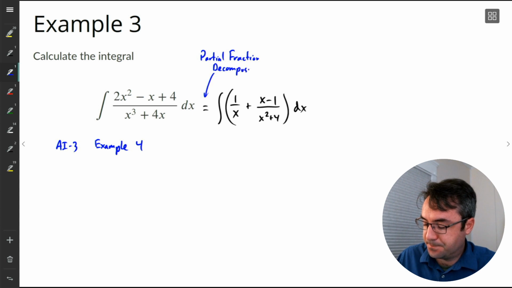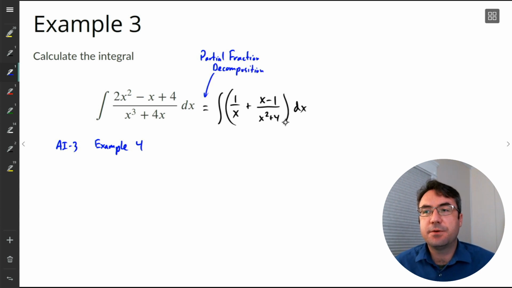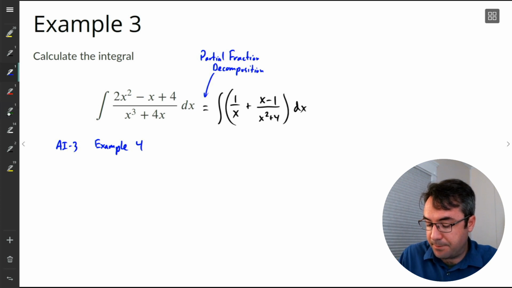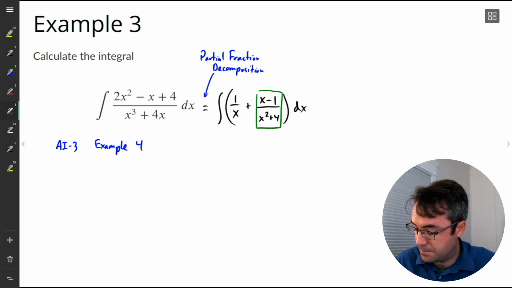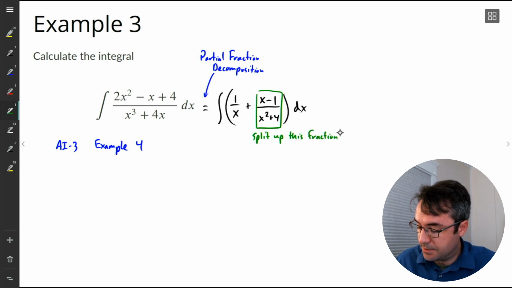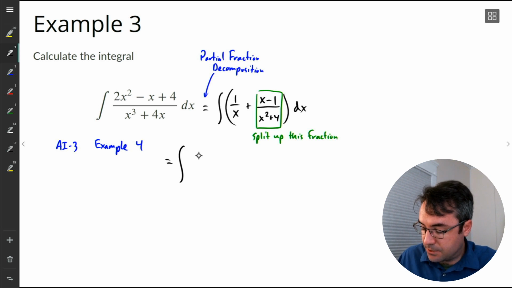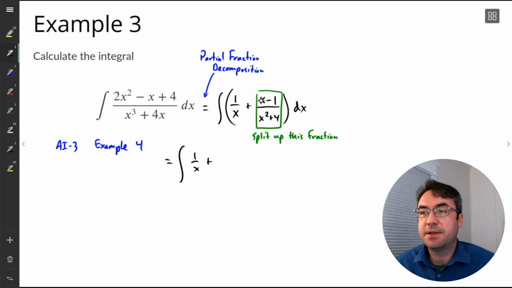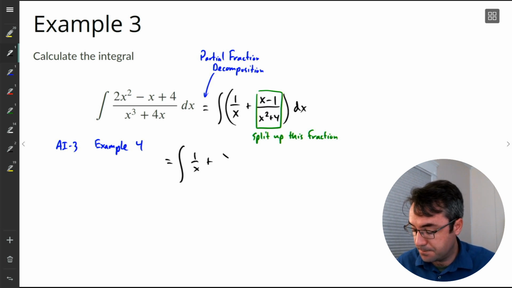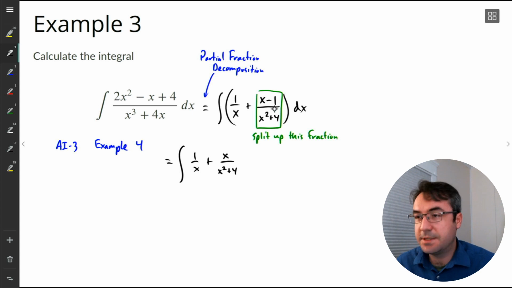All right, so we have that. Now we want to integrate. Now we have this irreducible quadratic piece here, and the way we handle these in general is we're going to split them up. So looking at this numerator, we have this x minus 1. We're going to split that up further. And how we're going to do that is we're going to write it as, well, we'll still have that 1 over x, but then we're going to take this x and divide it by x squared plus 4. And then we're going to take that 1 and divide it by x squared plus 4.